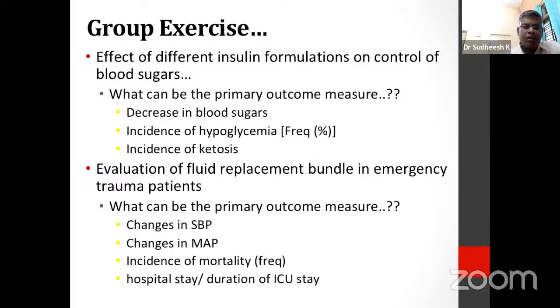So, evaluation of a fluid therapy replacement bundle in an emergency trauma patient. The primary outcome measure can be simple things like changes in SBP and MAP, or even long-term outcomes such as incidence of mortality, hospital stay, duration of ICU stay, etc. So what I am trying to emphasize is that we need to have one primary outcome measure, and we have to define that clearly.